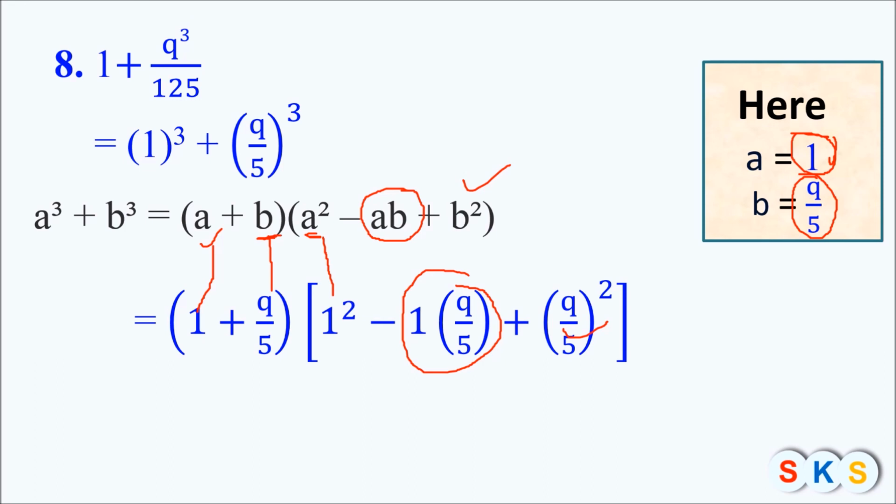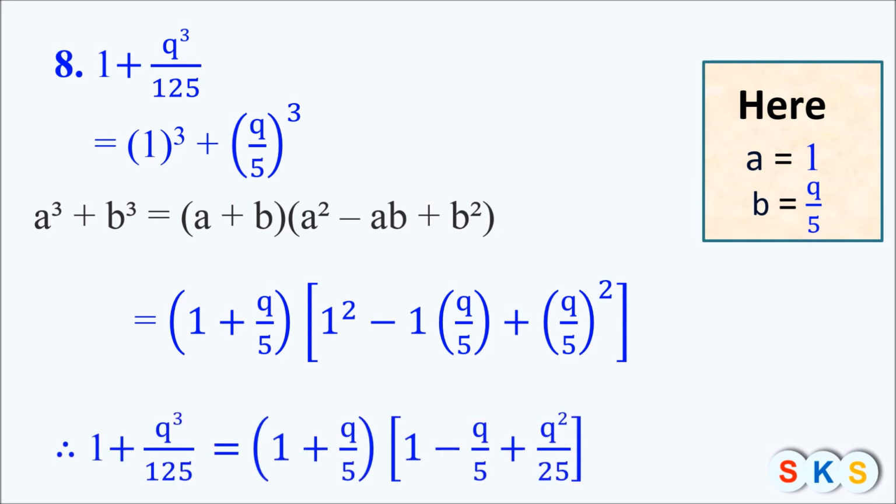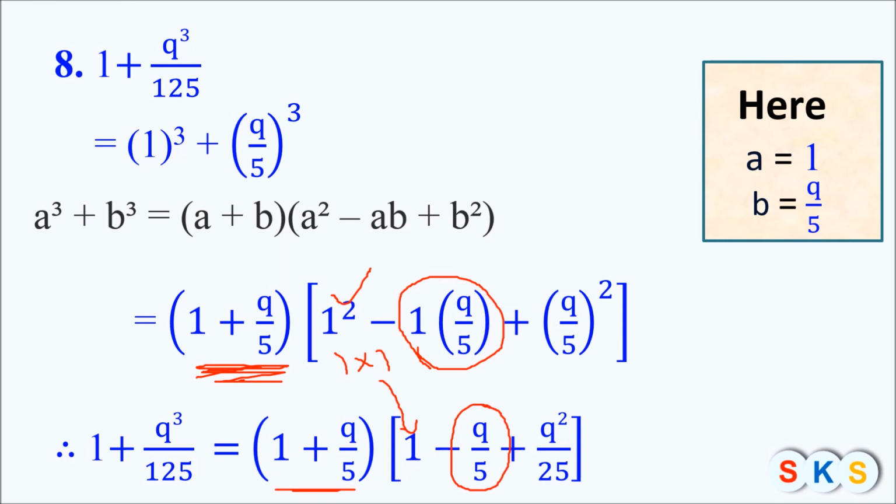After substituting the value of a and b in this formula, we will simplify it further. So we will get here 1 plus q raised to 3 upon 125 equals, in the first bracket we'll get 1 plus q upon 5. You can see the first bracket cannot be simplified further. So I've copied the first bracket as it is, and you can see here the second bracket, the first term is 1 square. 1 square means 1 into 1, and 1 into 1 is 1. So you can see I have written here 1. And 1 into q upon 5. If you multiply any number with 1, you will get the same thing. So I have written here q upon 5. And the last term is q upon 5 the whole square.